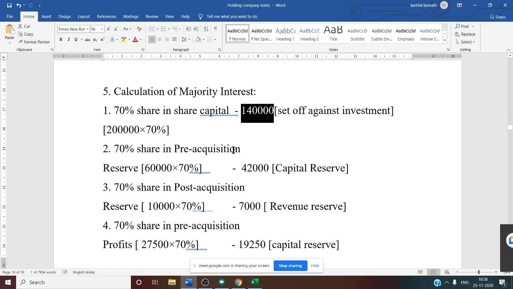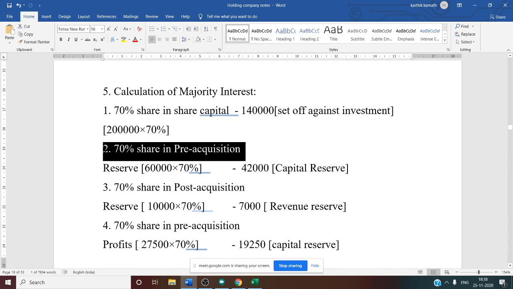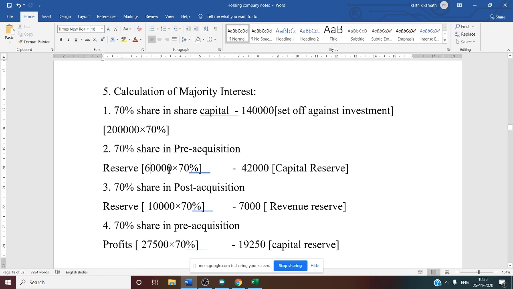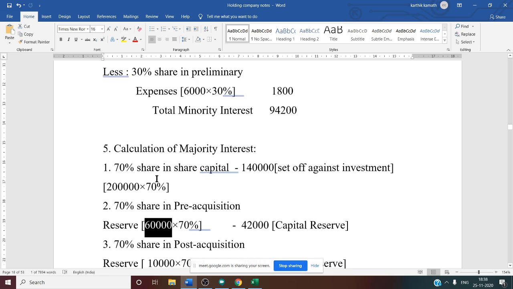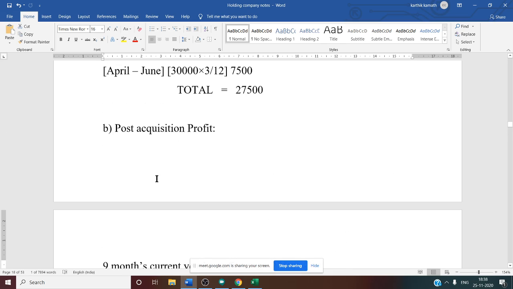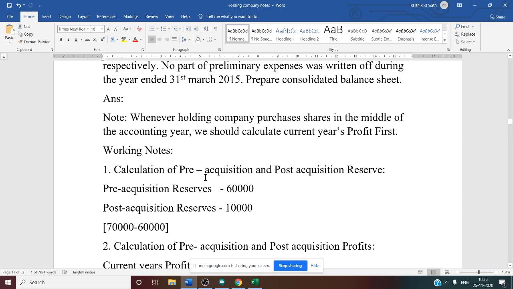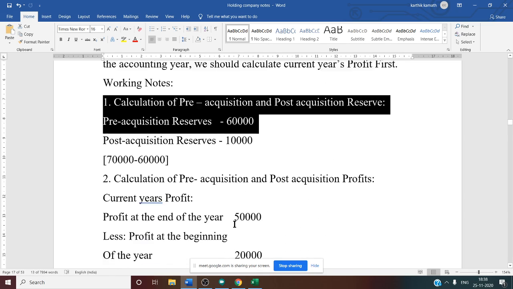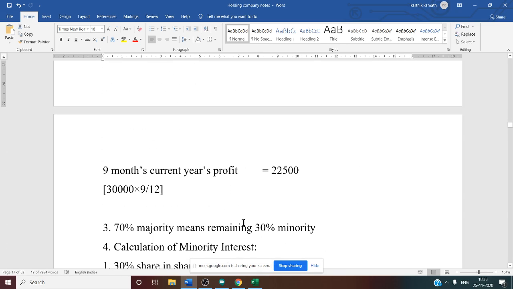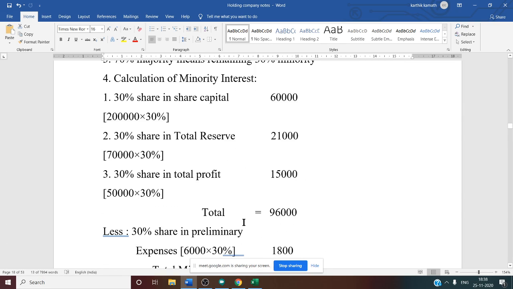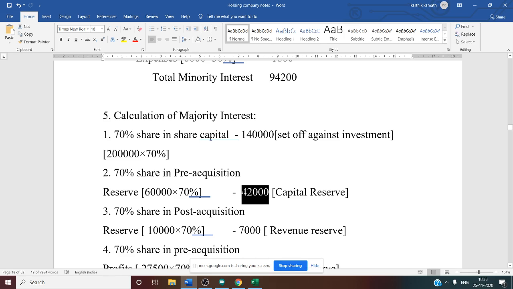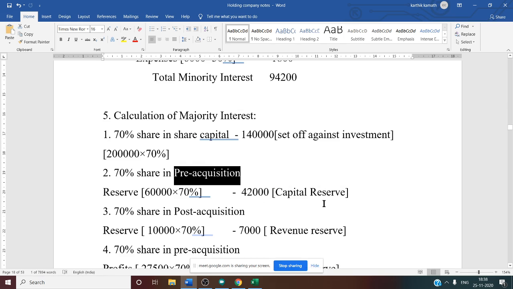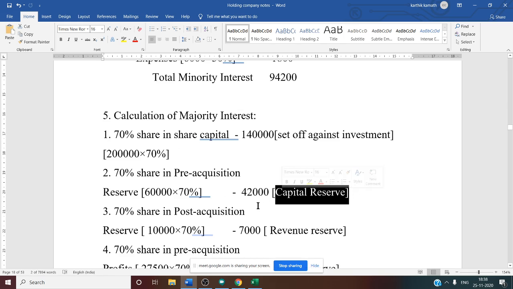Second one, 70% share in pre-acquisition reserve. Now we want the total pre-acquisition reserve. That you can get if you see the previous working note. Working note number 1, pre-acquisition reserve 60,000. So 60,000 into 70%, you will get 42,000. Again, this is pre-acquisition, that means long term in nature. You can write this as capital reserve.